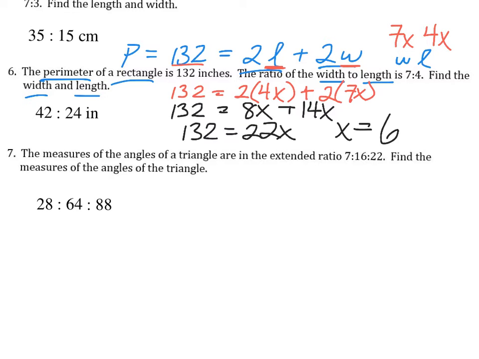And then I have my final answers over here on the left. So 42 represents my width, and 24 represents my length. And if I were to plug them into my equation up here, I would get 132.